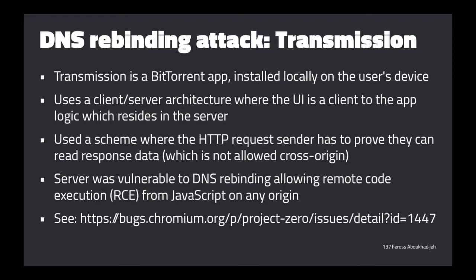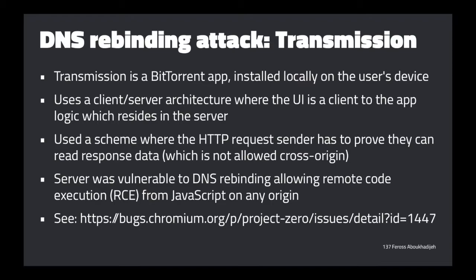The UI would basically just send little messages. It's just a client-server model. So the client would be the UI, and the server would be the process that actually talks to the network. And the issue was that the server was listening for connections from the UI, but it turns out anyone could connect to the server, not just the UI of the Transmission app.